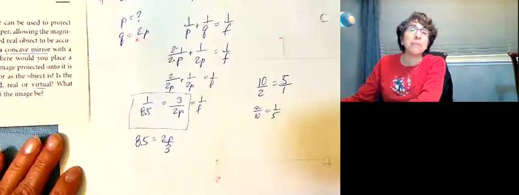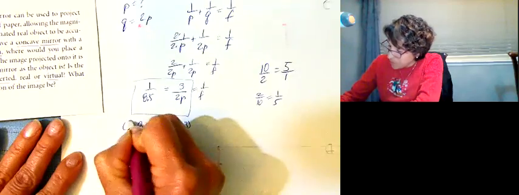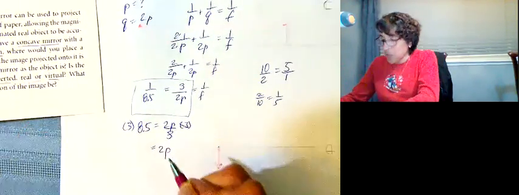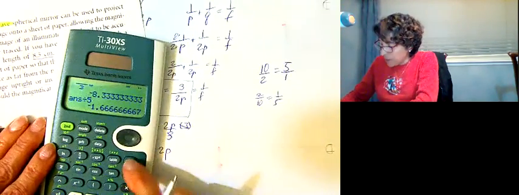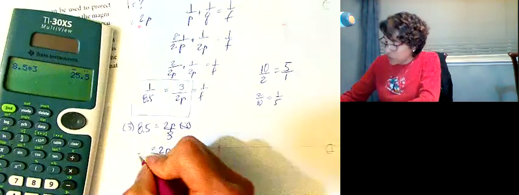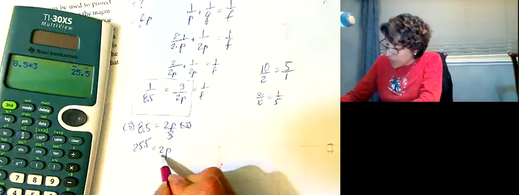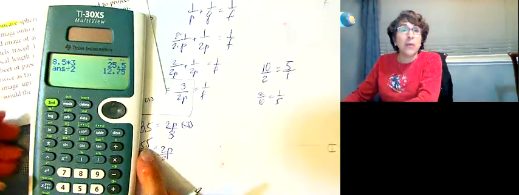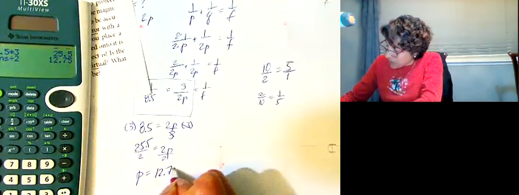Good, now I've got the P in the numerator. So I'm going to multiply both sides by 3. And I'm going to have 2P is equal to whatever 8.5 times 3 is. 8 times 3, 24. 8.5 times 3, 25 and a half. There we go, 25 and a half. Now I need to solve for P, so why don't I divide both sides by 2? There we go, 12.75. So I have P is equal to 12.75 centimeters.